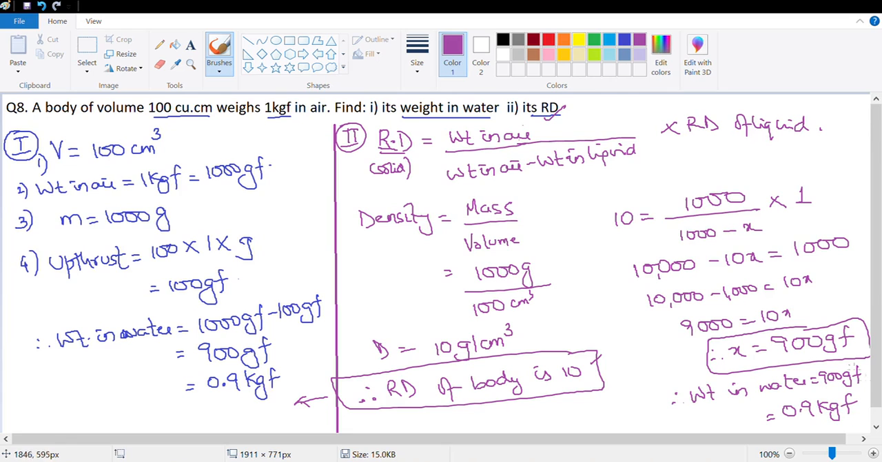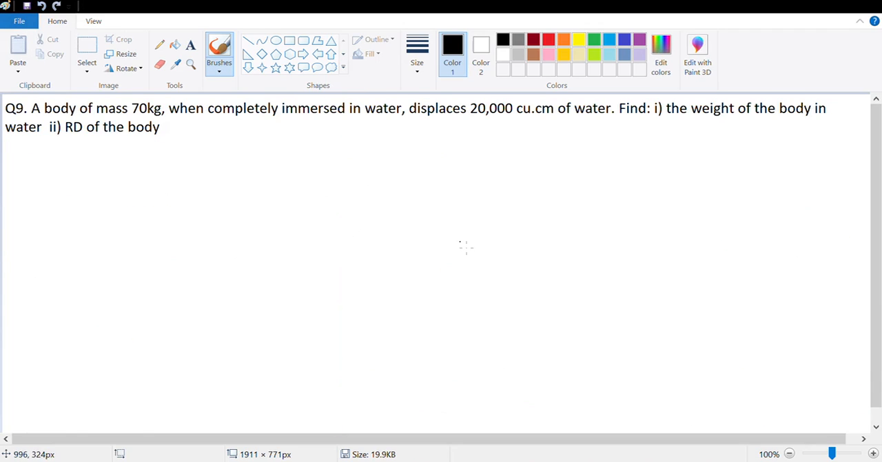So whichever method you want to use, you can use that method. I have shown you both the methods for this question. From the next question, I'll be using only the new method, which is involving the formula. Let's go ahead and look at the next question. The next question that we have is question number 9.